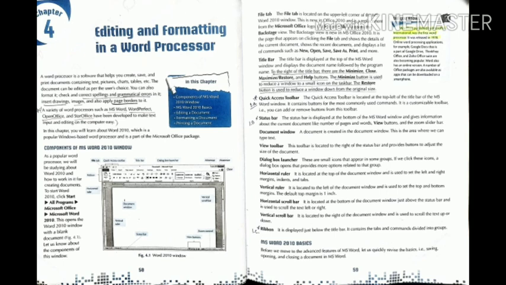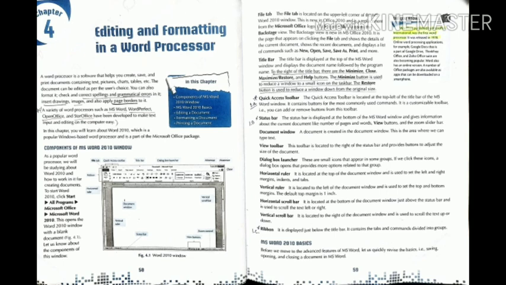Next you get the view toolbar. Now the view toolbar provides you the buttons to adjust the size of the document, as well as some views like web view or print view, so that you can see your document how it will look when you print it. Next is the dialog box launcher. This is a small icon that appears in some groups.